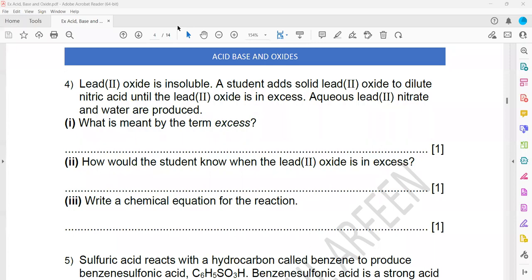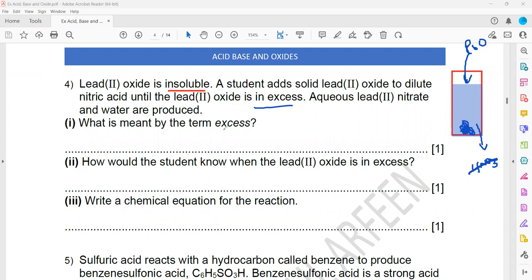The next question: lead 2 oxide is insoluble, meaning it cannot dissolve in water. A student adds solid lead 2 oxide to nitric acid until the lead oxide is in excess. So the student has nitric acid, HNO3, and is adding lead oxide in excess, until no more lead oxide will dissolve. When no more lead oxide will dissolve, all the nitric acid has reacted.